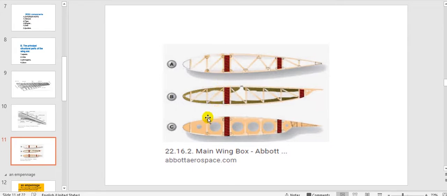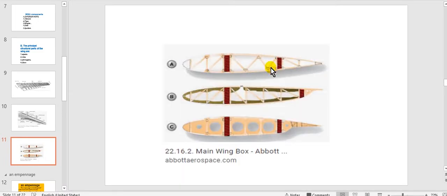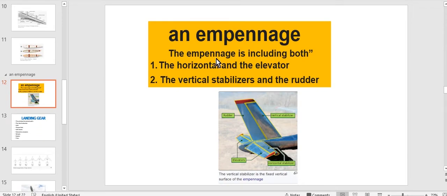Also in here I show you the spars. This is the front spar, and this is the aft spar. We will go to the empennage and the tail. The tail contains the vertical stabilizer here, and this is the rudder, and here the horizontal stabilizer contains the elevators.